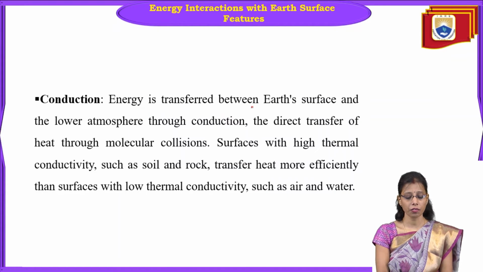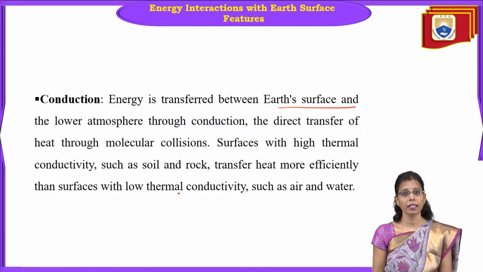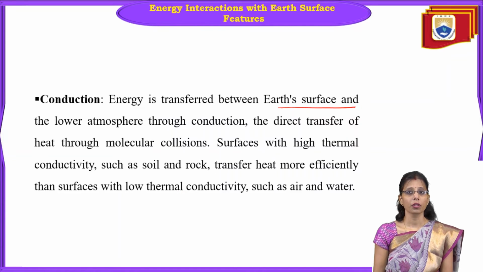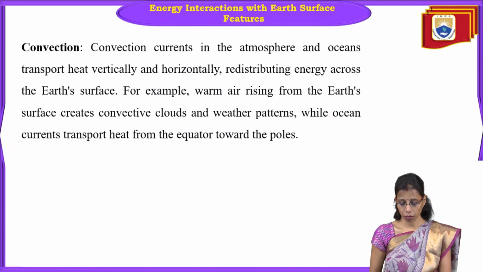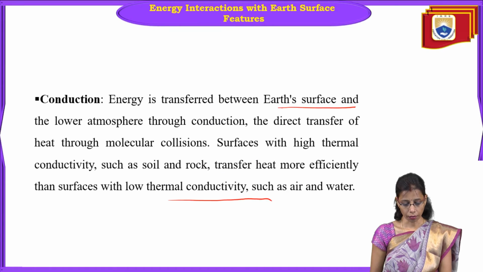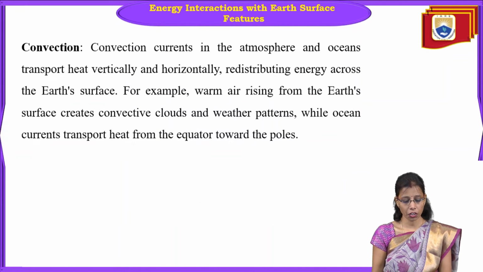Energy is transferred between the Earth surface and the lower atmosphere through conduction. This is the direct transfer of heat through molecular collisions. Surfaces with high thermal conductivity such as soil and rock transfer heat more efficiently, and surfaces with low conductivity such as air and water do so less efficiently. So this is one example of transmission. Now we have convection.